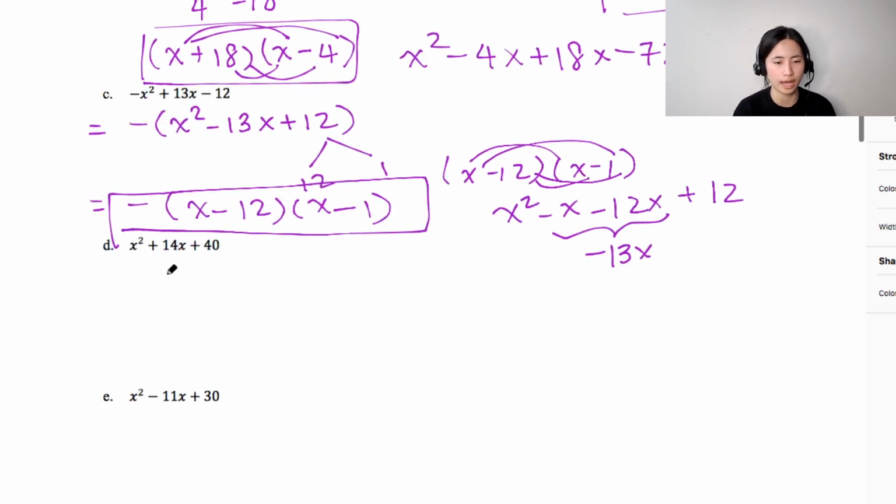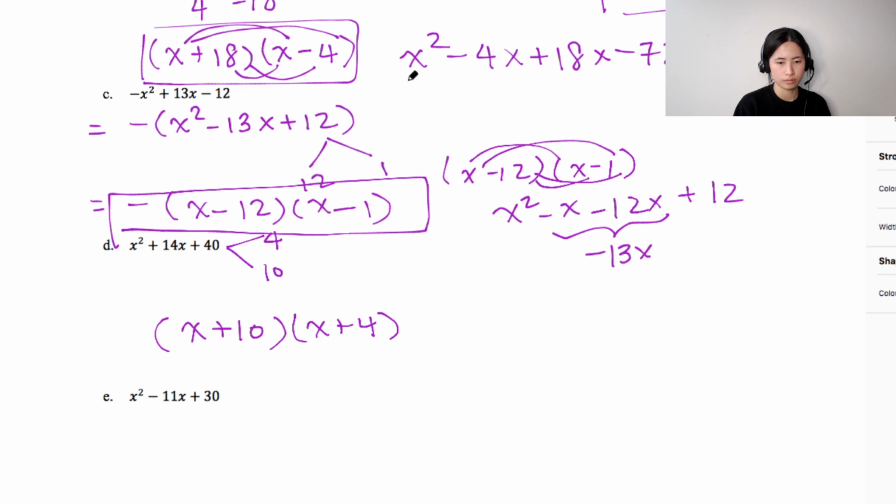So for part D, we have to look for two numbers. When you multiply, you get 40, and when you add them up, you get 14. So let's try 10 and 4, right? Because we know that, first of all, if you multiply 10 by 4, you get 40. Now because you need 14x, if we had x plus 10, and this is basically x plus 4, okay, yeah, it's going to work.